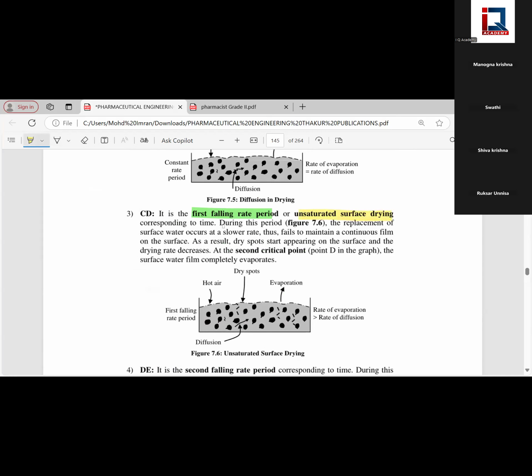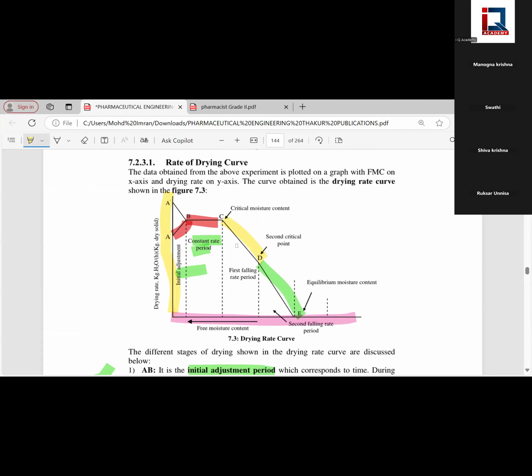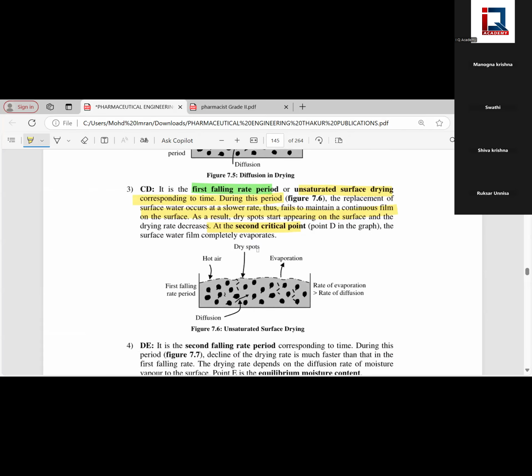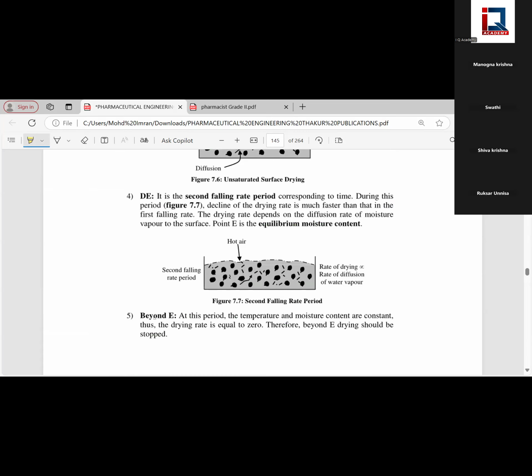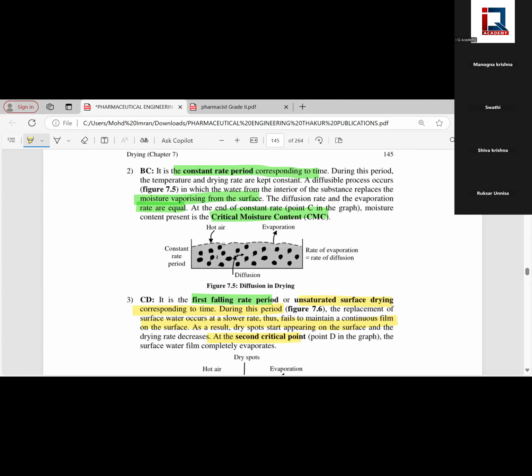Unsaturated surface drying corresponds to the time during which the replacement of surface water occurs at a slow rate, maintaining a continuous film on the surface. So this is the second critical point, that is D. Then see what's happening from D to E, the second falling rate period. The decline of the drying rate is faster than that in the first falling rate period. So here the drying rate depends on the diffusion rate of moisture, and point E is the equilibrium moisture content.